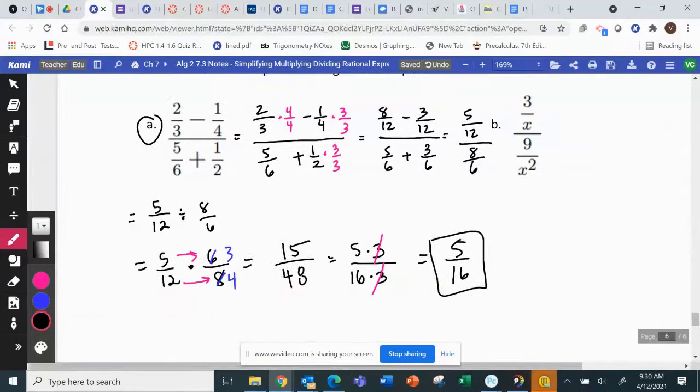So the original expression is equal to 5/16. And I think you'd agree with me, 5/16 is much simpler than the original one. Yeah?